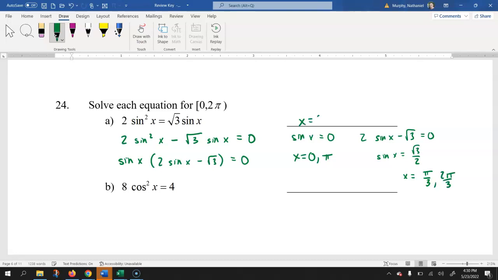So our answers are that x would equal 0. Doesn't matter what order you put these in. 0, pi, pi over 3, and 2 pi over 3. All right, but let's look at part B.